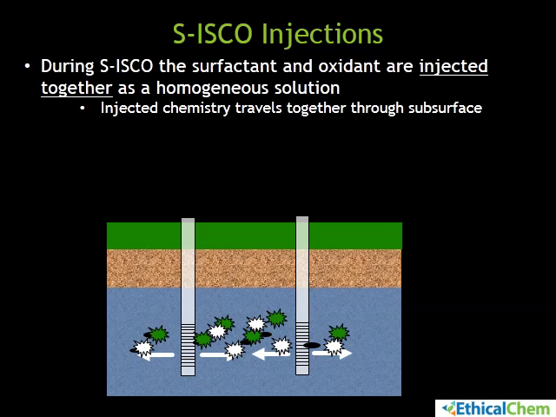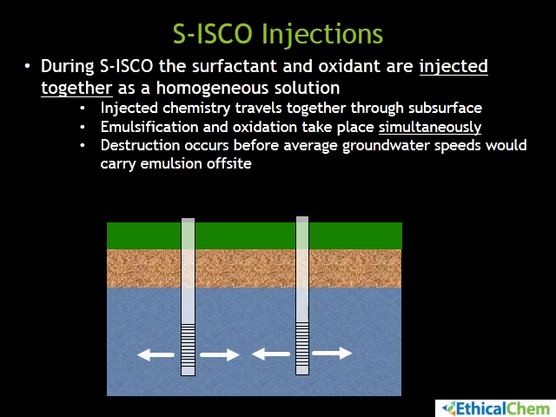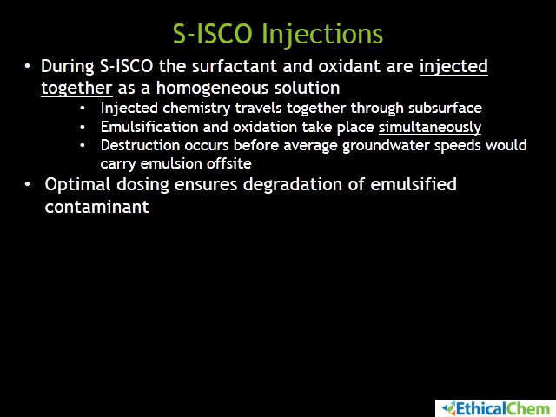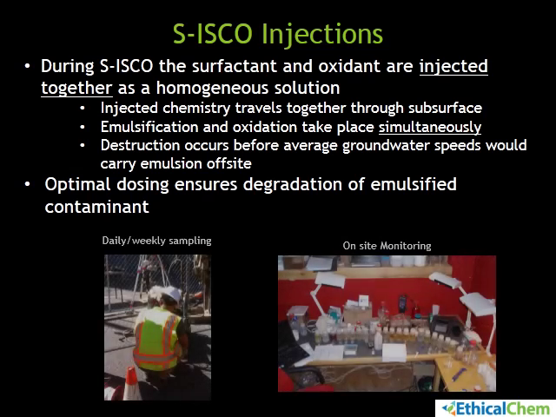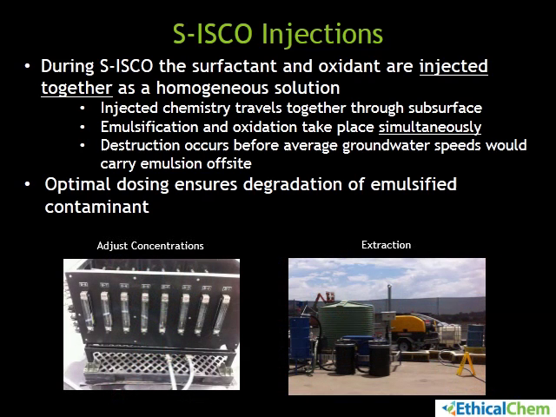Emulsification and oxidation occur simultaneously, and therefore destruction occurs in place before typical groundwater speeds might carry the emulsion off-site. Optimal dosing and selection of the surfactant and oxidant ensure proper destruction of emulsified contamination. Monitoring is conducted at regular intervals on and off-site, as well as near sensitive receptors. Contingency plans, such as adjusting concentrations, injecting oxidant fronts, or extraction, are developed to provide additional protection at sites with sensitive receptors.